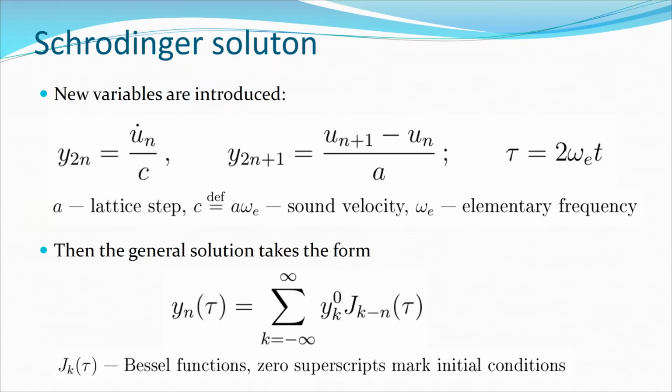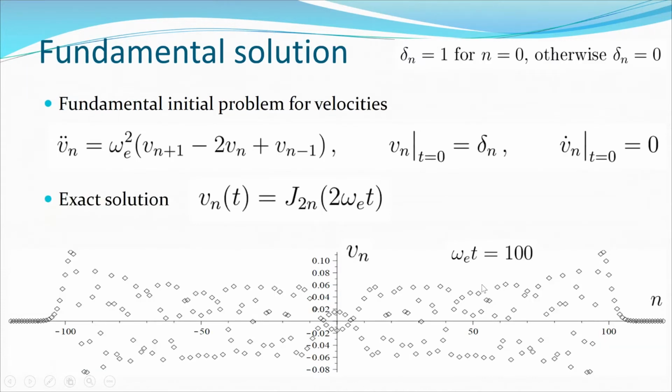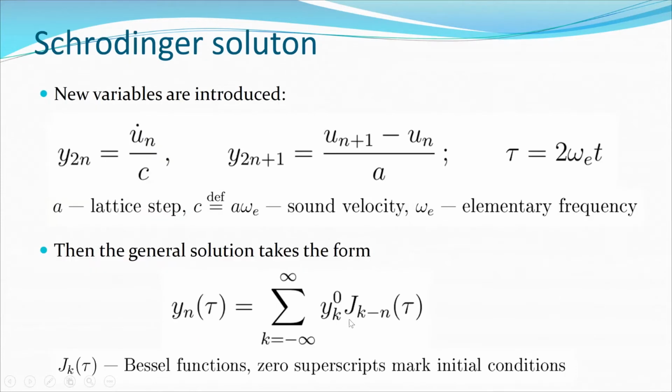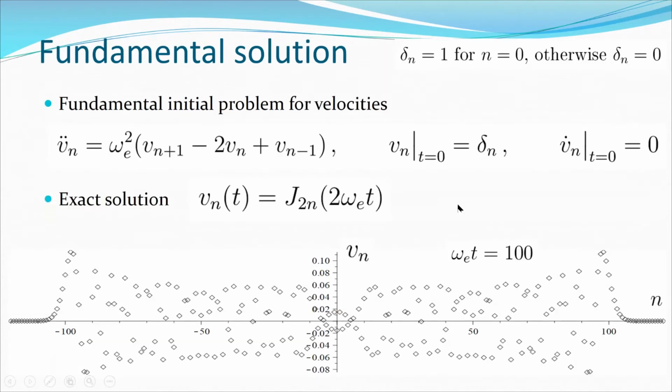And it appears that the solution of this problem became astonishingly simple. Just this sum of Bessel functions where coefficients are the initial conditions for the chain. This solution can be effectively used to analyze what is happening. For example, if we consider that all initial conditions except one are zeros, then we will have a so-called fundamental solution.